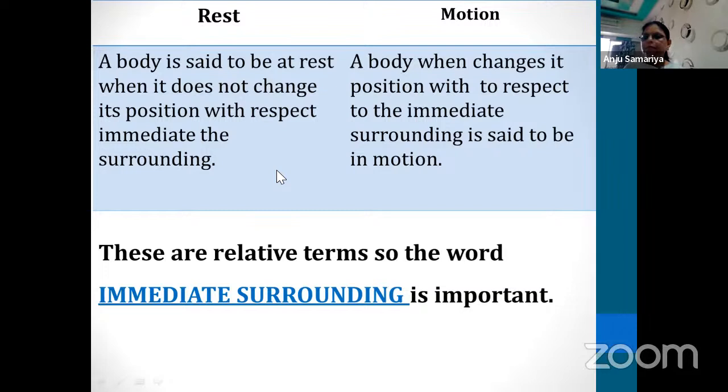Clear? Yes. If you are asked for an example, we can say that the passengers sitting side by side in a moving train are at rest with each other, or a book kept on the table is at rest. But a train which is moving in front of any observer is in motion. Or a merry-go-round is in motion, right? Or a moving car is in motion. Or a boy who is running or cycling is in motion.